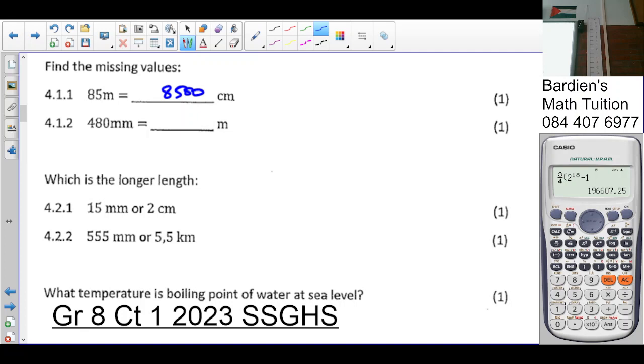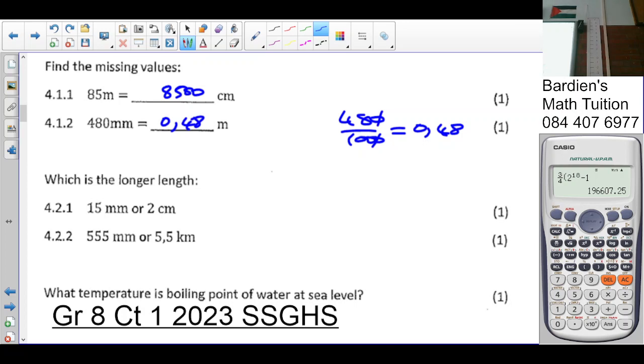How many millimeters are there in a meter? 1,000. So I must divide. Why? Because 1 millimeter is smaller than 1 meter. Okay, so we must divide. So it's going to be 480 divided by 1,000. So that cancels. So it's going to be 0,4. Okay.